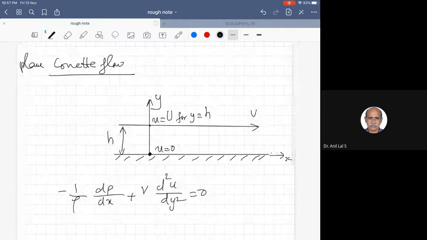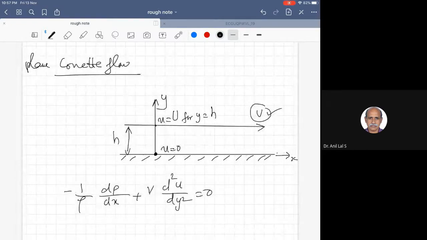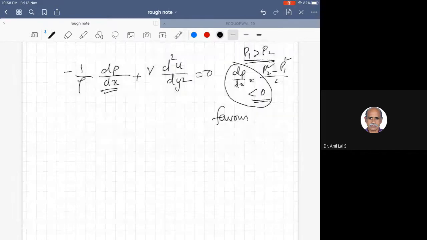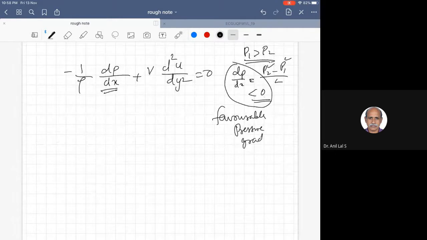In this problem, the velocity of the top wall causes some fluid motion inside. Along with that, the pressure gradient term also causes the fluid to be displaced from one end to another, and that depends upon the value of the pressure gradient. So you can have P1 and P2, with P1 greater than P2. In that case, dP by dx is P2 minus P1 by L, where L is the total length, and this becomes less than 0. So P1 is aiding the flow. This kind of pressure gradient is called a favourable pressure gradient. Negative pressure gradient is favourable pressure gradient.